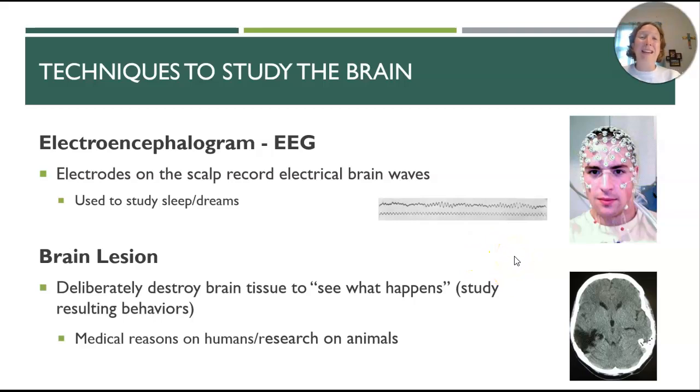And then finally, we use brain lesioning to study the brain. Okay, so stay with me here. This is when you deliberately destroy brain tissue to just see what happens, and then you study the resulting behaviors. We do not actually do this on humans on purpose just to see what happens. If we're going to create a brain lesion or destroy a part of the brain on purpose, it's probably for medical reasons like to stop seizures or get rid of something like a tumor. We will do this on animals to see what happens. So if we destroy a part of the brain, what can't that animal or that human do can be just as revealing as some of these other study techniques. Of course, this is not a preferred research method, especially in humans.